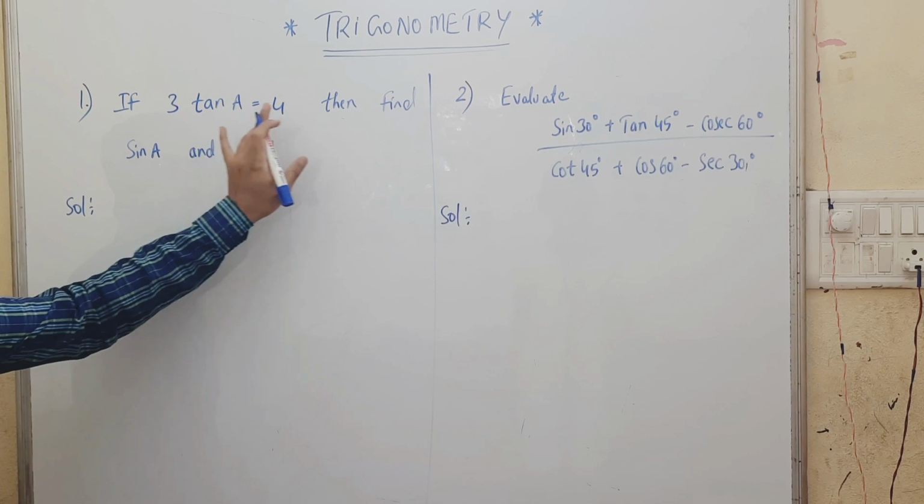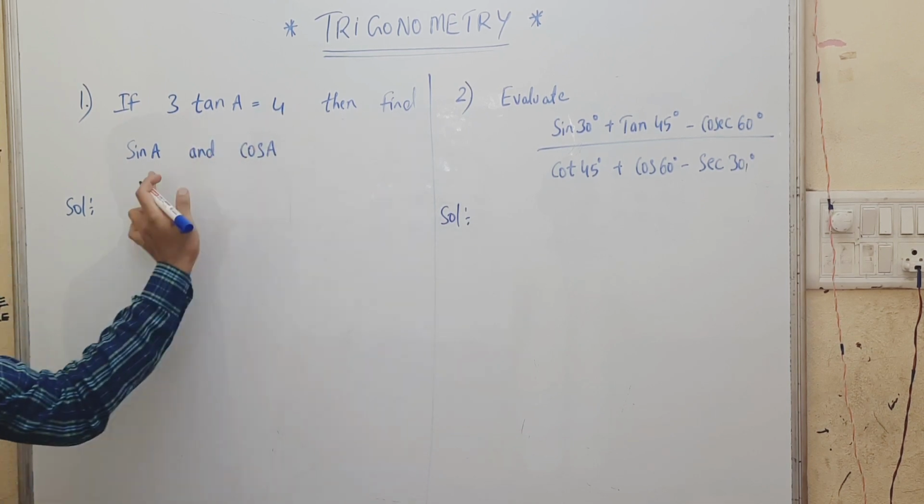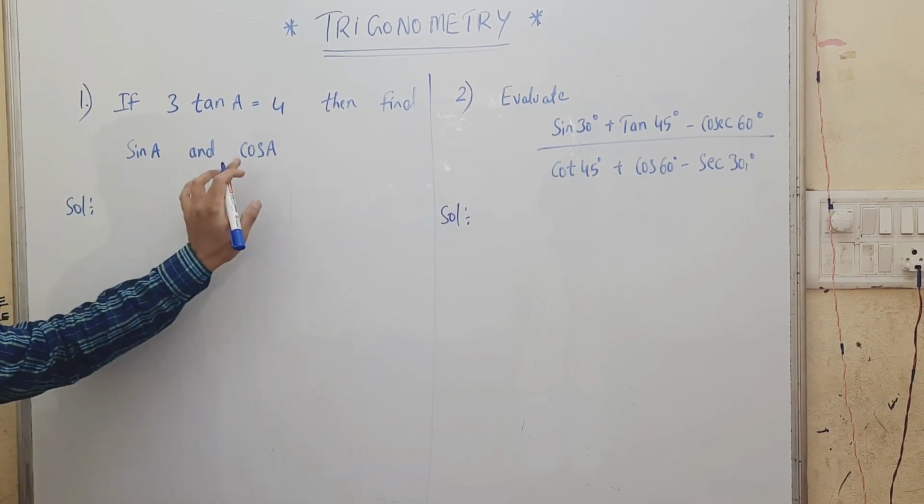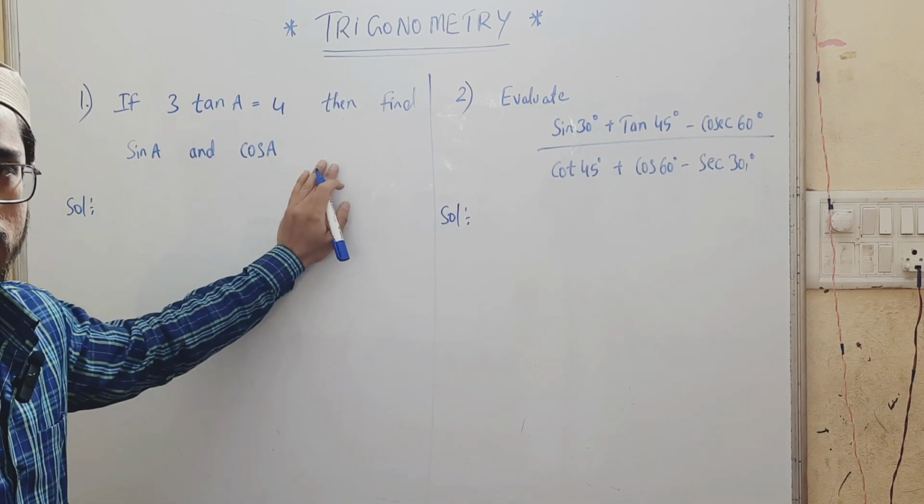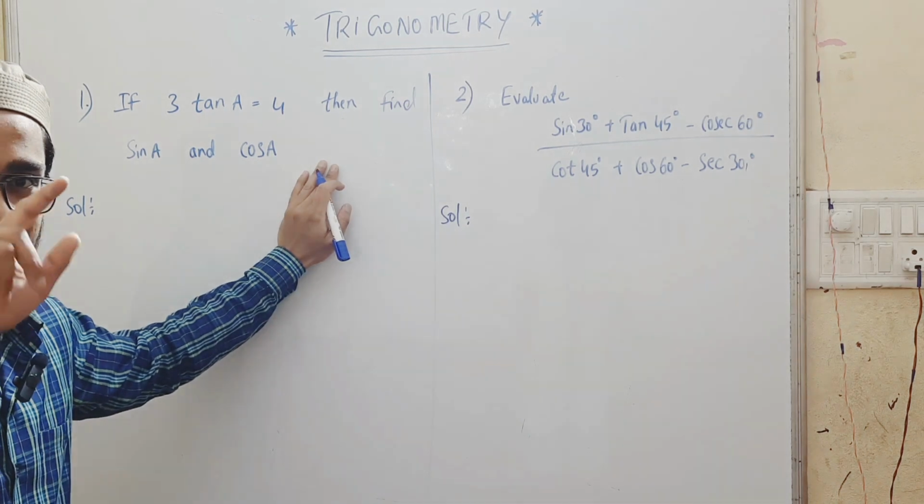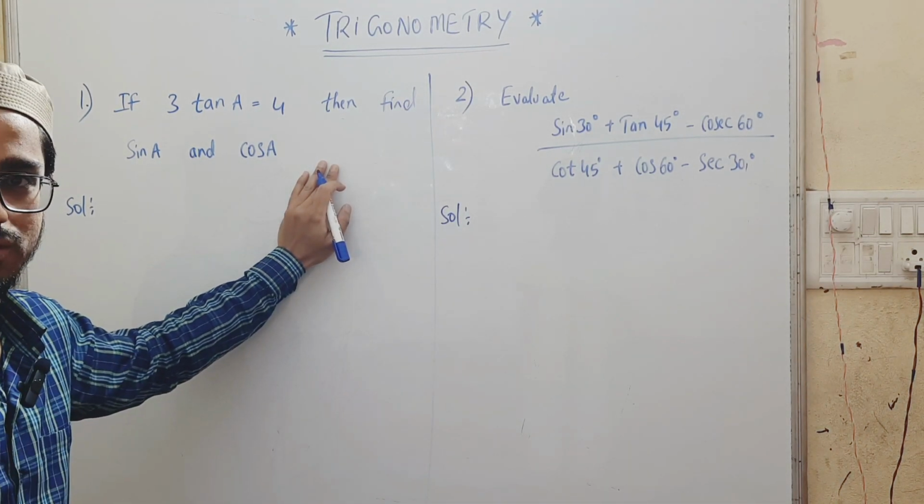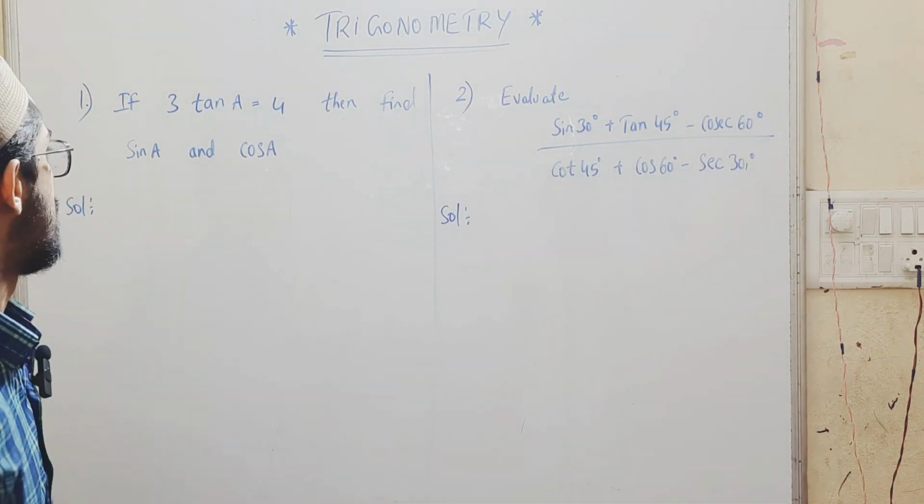If 3 tan A is equal to 4, then find sine A and cos A. You have to find the value of sine A and cos A. This is about the Pythagoras theorem formula, the sides opposite, adjacent, hypotenuse, Old Harry and his old auntie problem.